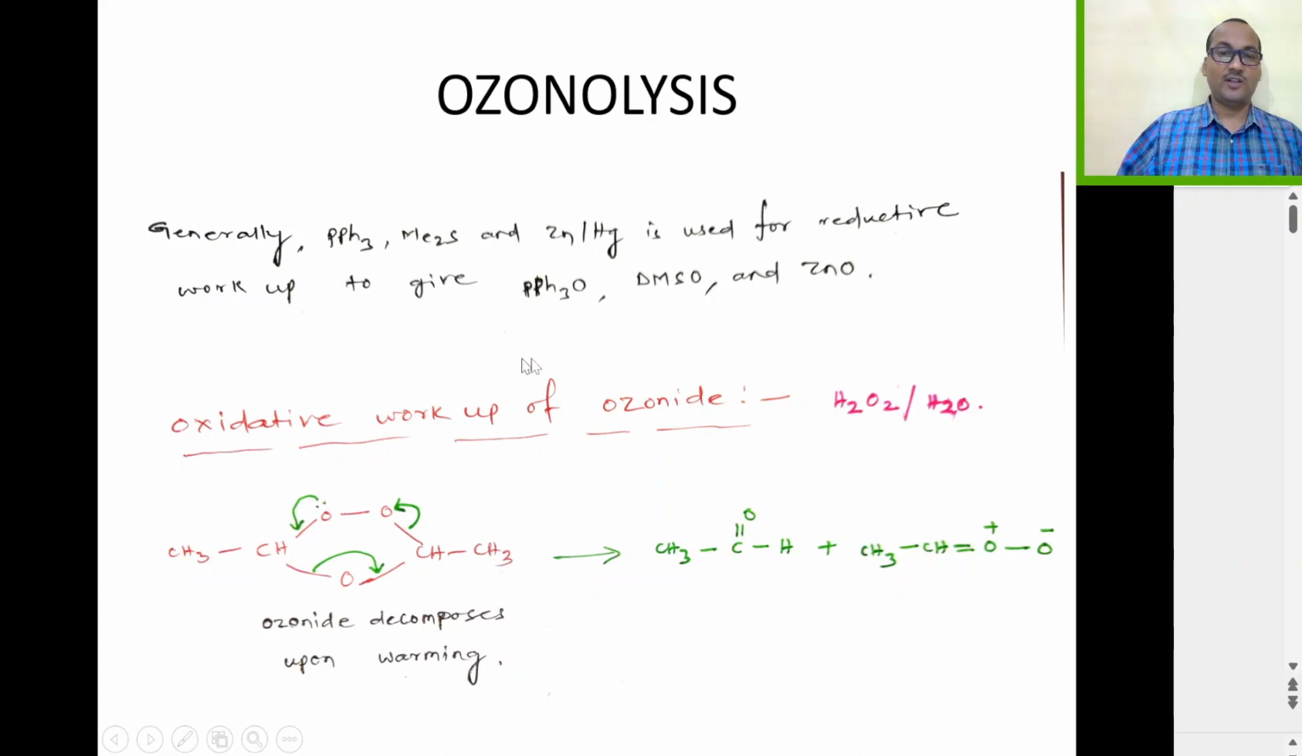Similarly, we can go for the oxidative workup of ozonide in presence of hydrogen peroxide and water. Once you get this ozonide, this ozonide decomposes upon warming. So this will decompose when this oxygen lone pair will come here and this bond will move here and this bond will break on this oxygen. So we end up with this acetaldehyde and this dipolar compound.